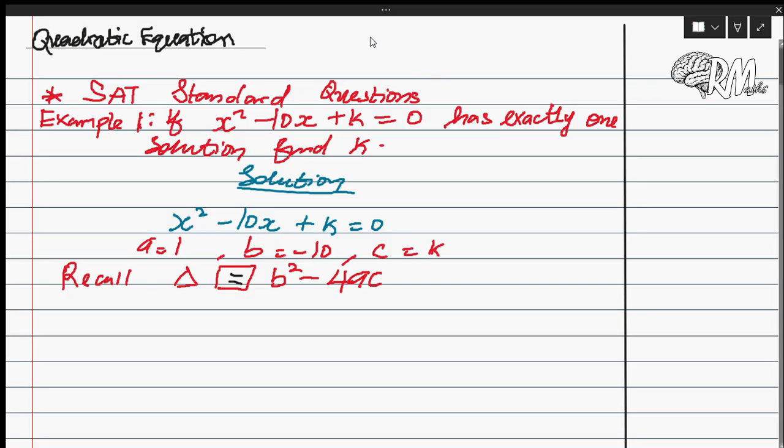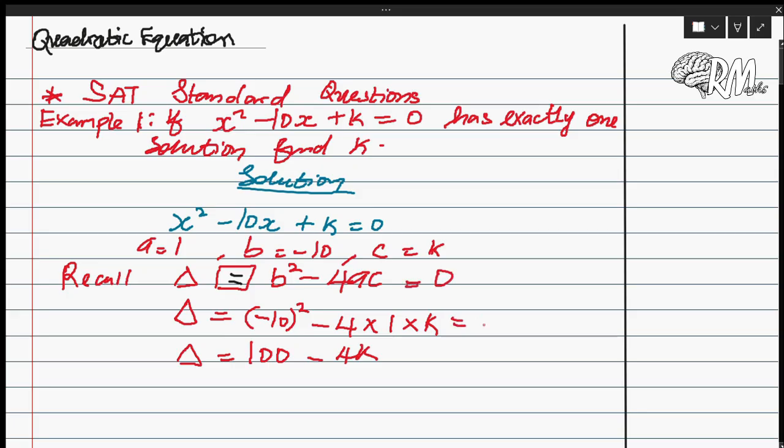So to continue solving this question, we have delta equal to, what is b? B is minus 10, so I have minus 10 all squared, then minus 4 times, what is a? A is 1, times c, which is k. So delta equals minus 10 squared is 100, then minus 4 times 1 times k is 4k. Now remember that this is also equal to 0, so I will just equate it to 0 from the second feature of discriminant.